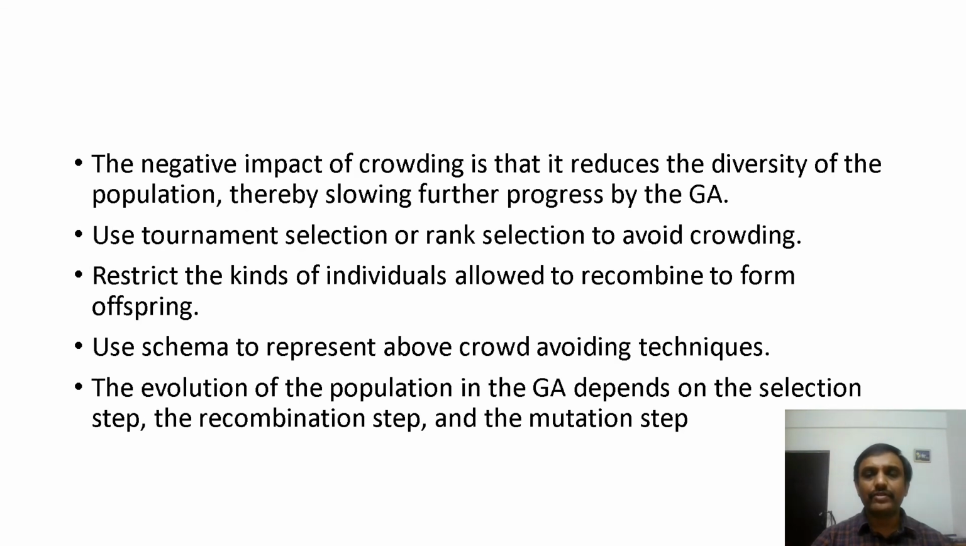We have taken crowding as the major drawback of genetic algorithms. What is the negative impact of crowding? It reduces the diversity of a population, thereby slowing further progress by the genetic algorithm. So, how to avoid crowding? You can avoid crowding by using tournament selection or rank selection. So here you can restrict the kind of individuals allowed to recombine to form offspring. Use schema to represent the above crowd avoiding techniques.